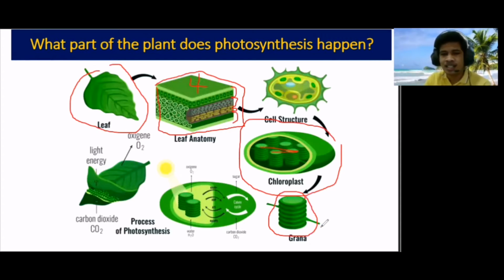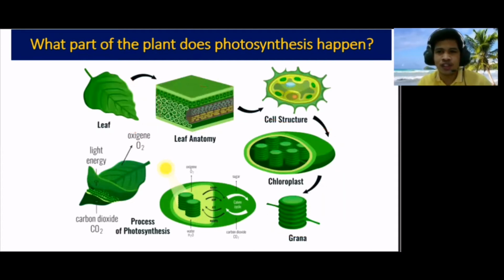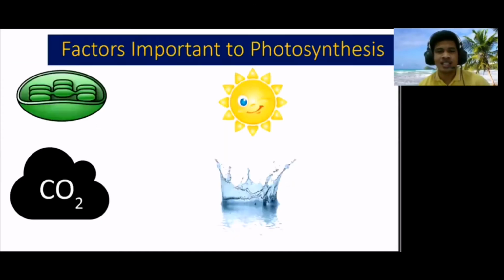Inside the chloroplast, you can find the green pigment called chlorophyll. Inside this green one here, you can find chlorophyll. Chlorophyll is the one responsible for photosynthesis. They absorb light from the sun to do the process called photosynthesis. That is where photosynthesis is happening in the leaf of the plant.